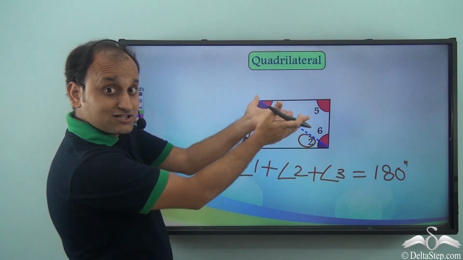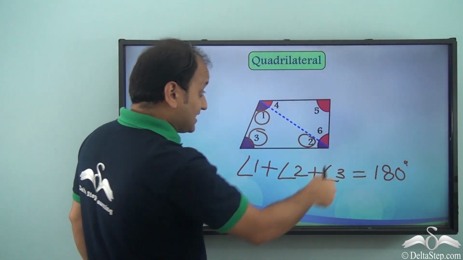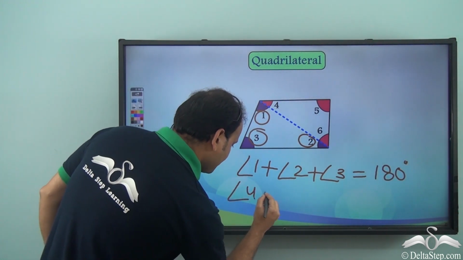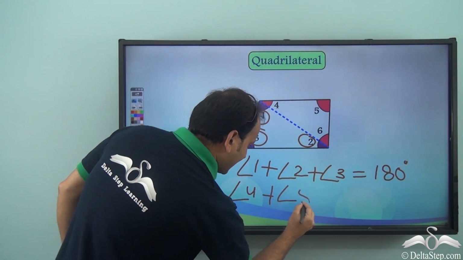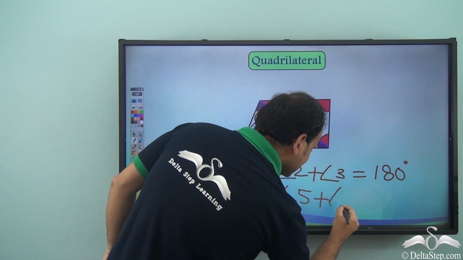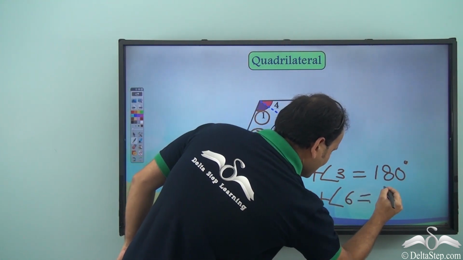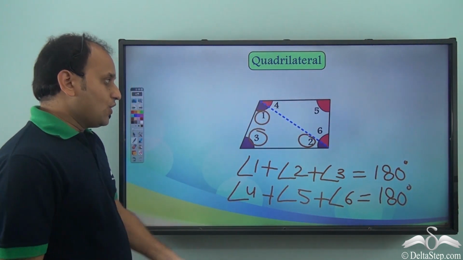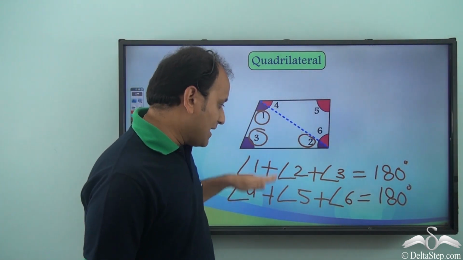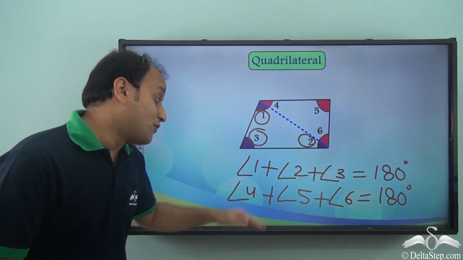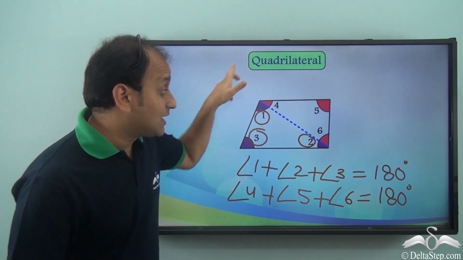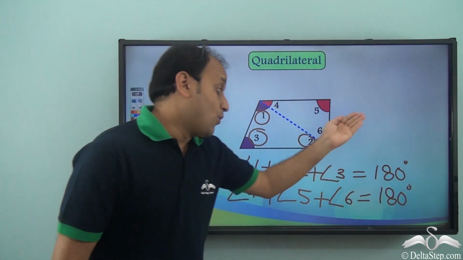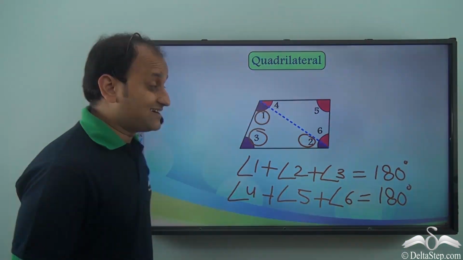Again, they are internal angles of a triangle. So, their sum will also be 180 degrees. So, angle 4 plus angle 5 plus angle 6 is equal to 180 degrees again. So, what will be the sum of 1 plus 2 plus 3 plus 4 plus 5 plus 6, which is the sum of all the internal angles of this quadrilateral? It will be 180 degrees plus 180 degrees.